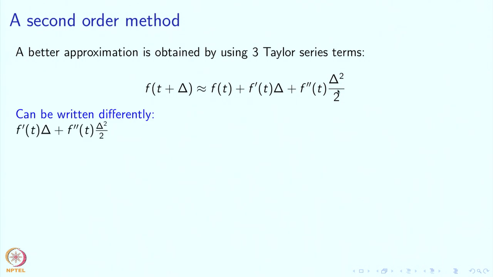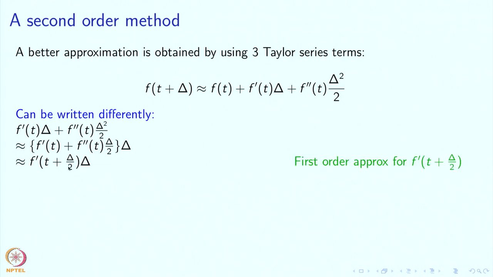Now, this can be written in a different manner. Let us look at just this part. I am going to rewrite it by taking delta common, because delta is there in both. So here I just get f dash t, and here I get f double dash t times delta by 2. If you look at this, you may observe that this is actually a quantity which can be written differently. I can write it this way.